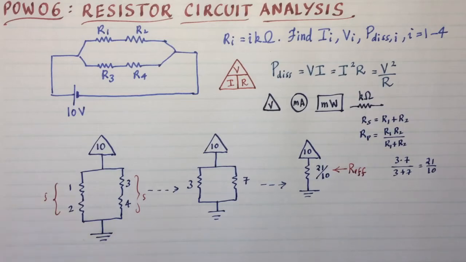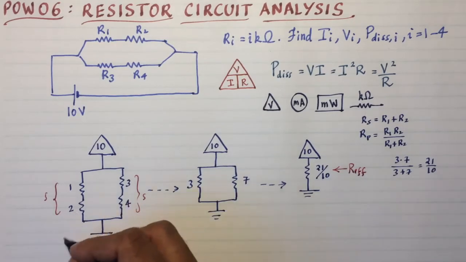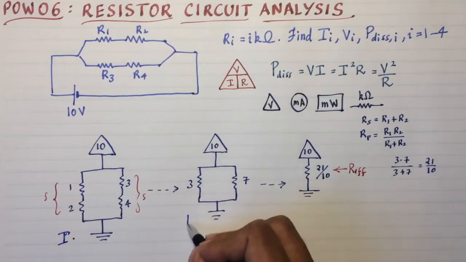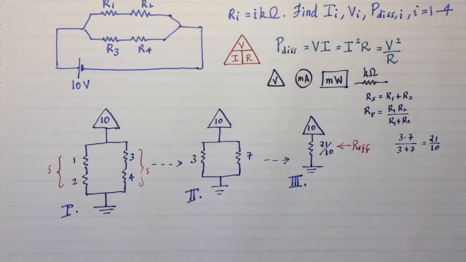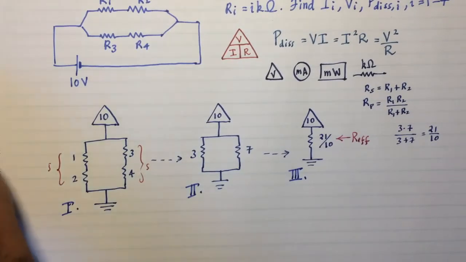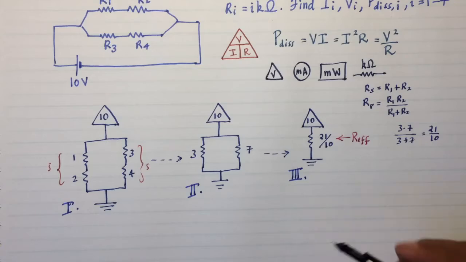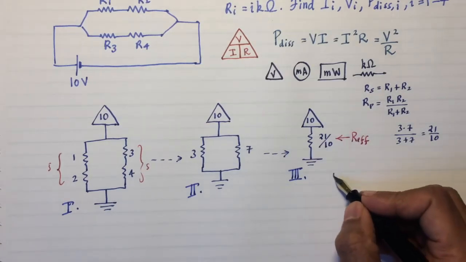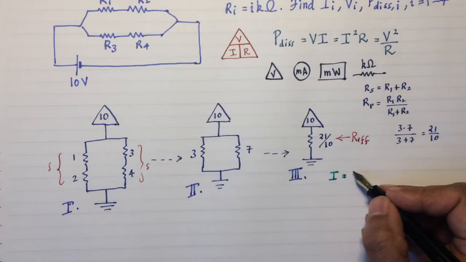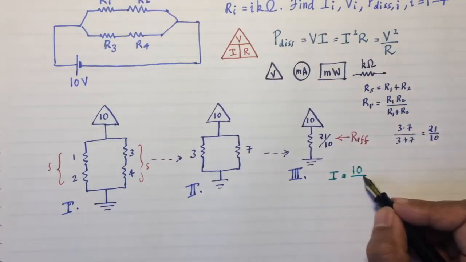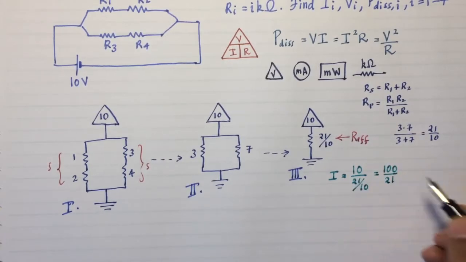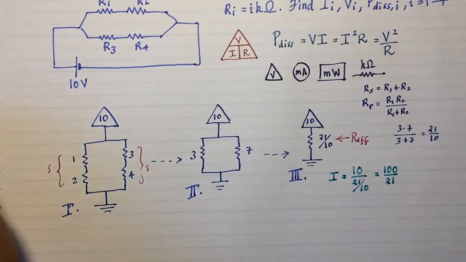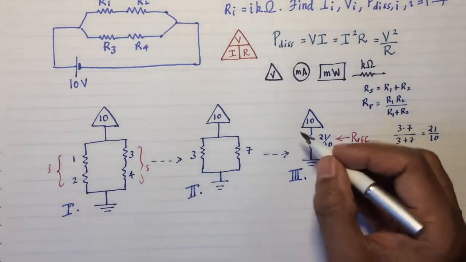I'm going to label these trees now as 1, 2, and 3 and analyze them in reverse order. That's the simplest circuit, so that can be used to find the current in the circuit. So let me start like that. The current is equal to the voltage divided by the resistance. So that's going to be 100 over 21, and the value is going to be in milliamperes.